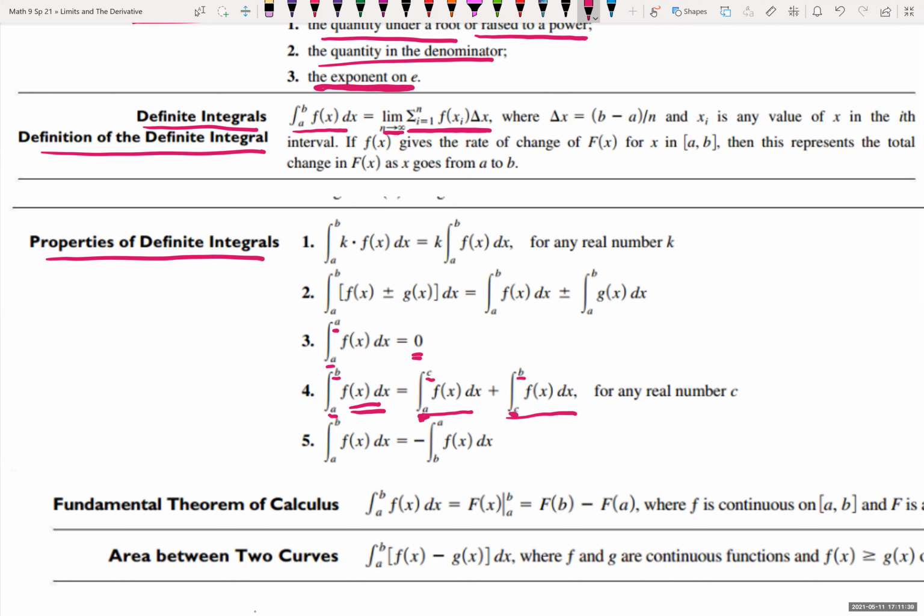And the last one was if we flipped the bounds on our integration, it would be the same thing, except that it's multiplied by a negative in front.